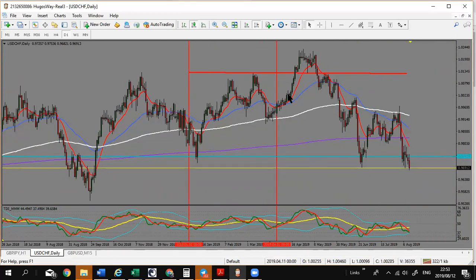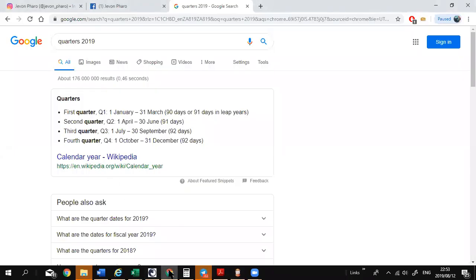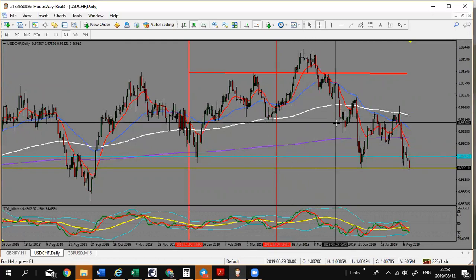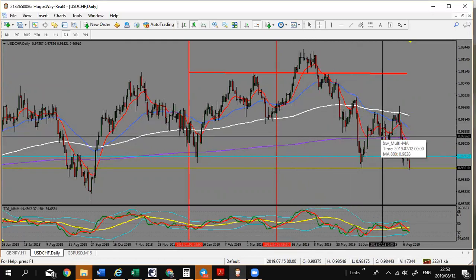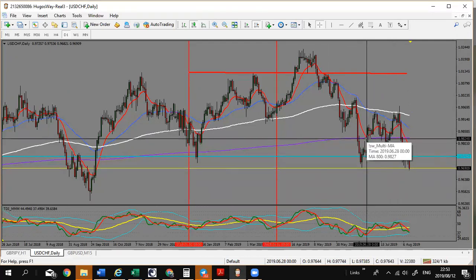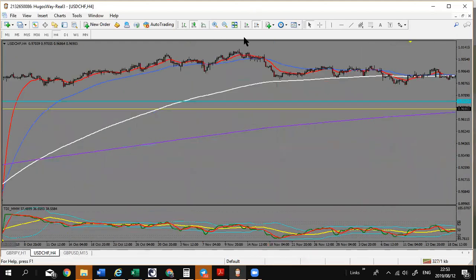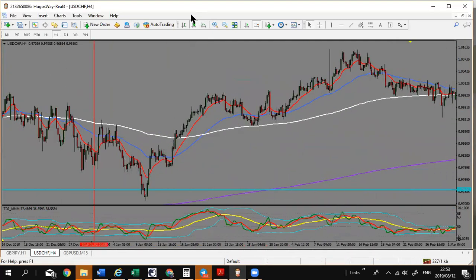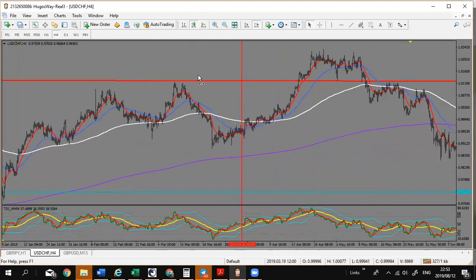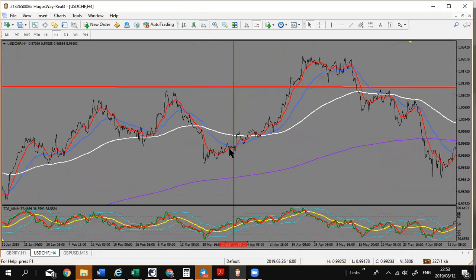And look what you have over here. The second quarter started on the 1st of April. It ended on the 1st of July. And you kind of see this breakout over here, which is kind of fake, because once again, if you go to the 4 hour you might see something different. I bet you might see a W formation.